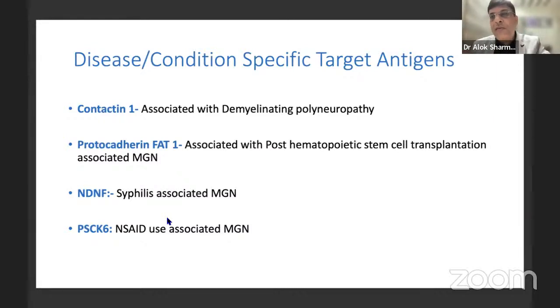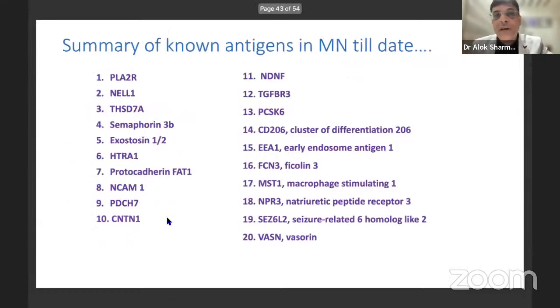We talked about NDNF as a marker for syphilis associated membranous GN. And we've recently also identified PCSK6 as the target antigen in long-term NSAID use associated cases. So we have very clear clinical correlates of these target antigens also. This slide tells you these are the 20 we know as of now, and I'm sure this list is going to expand a lot in the years to come.